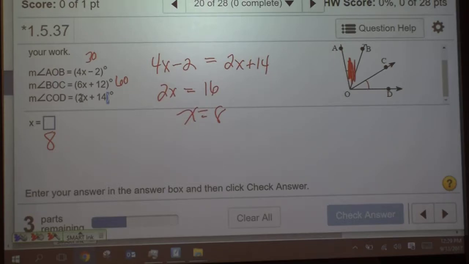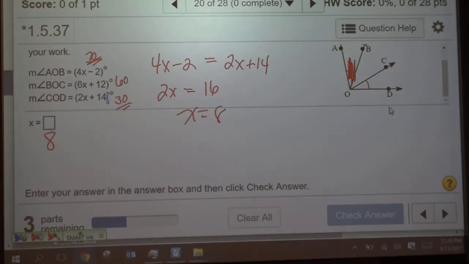And then, we should know this already, but let's just do the math. 2 times 8 is 16, plus 14 is 30, which is verification that we've done things right because we said originally that they were equal. Okay, so we get angles here that are 30, 60, and 30. We could add those together, say angle AOD. I don't know if it asked this. The measure of angle AOD could be 120.